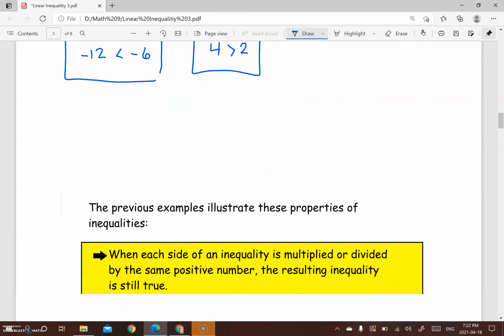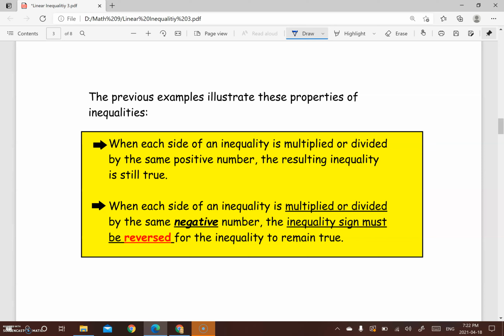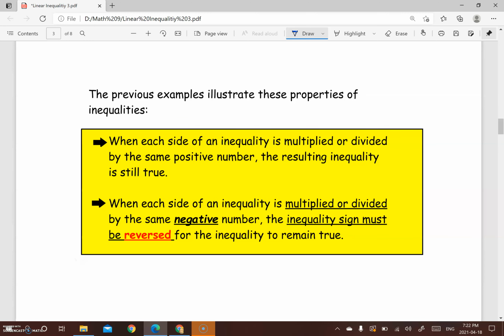So here are the properties. When each side of an inequality is multiplied or divided by the same positive number, the resulting inequality is still true. But when each side of an inequality is multiplied or divided by the same negative number, the inequality sign must be reversed for the inequality to remain true.